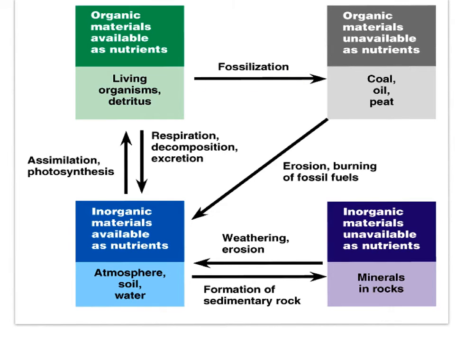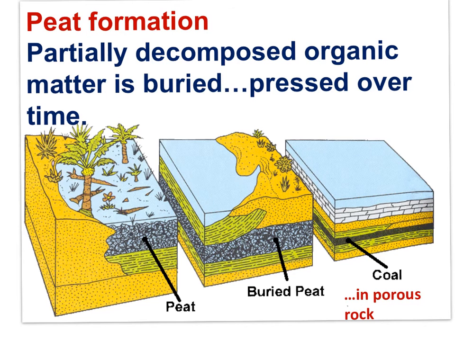The formation of coal, oil, and peat occurs when dead organic matter is buried, pressed, and heated in a process called fossilization. Peat formation is the first step in the formation of coal. In this diagram, which has time along the x-axis, living material dies and becomes buried, then partially decomposed organic matter is further buried and pressed into peat.